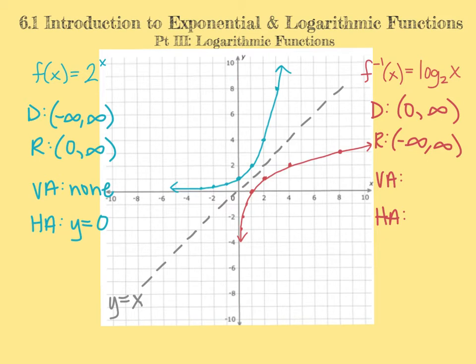This happens to be our vertical asymptote. So our vertical asymptote is x equals 0, and we do not have any horizontal asymptotes here because we keep increasing forever. We're not restricted by any horizontal line. So that is the relationship in general between a function and its inverse, and specifically here an exponential function and its inverse logarithmic function of the same base.